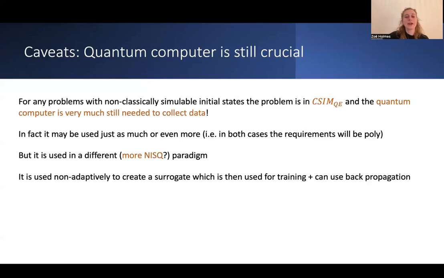And I think the advantage of that is that you can then plug in more classical machine learning methods than you would if you were running your VQA directly on the hardware. So specifically, you can do things like backpropagation for gradient updates.